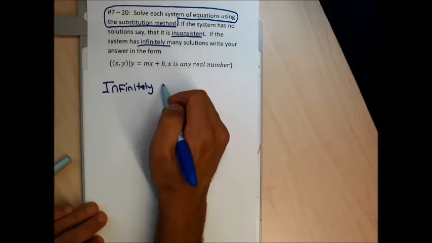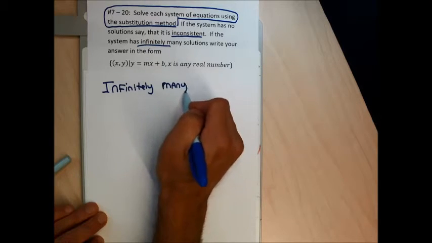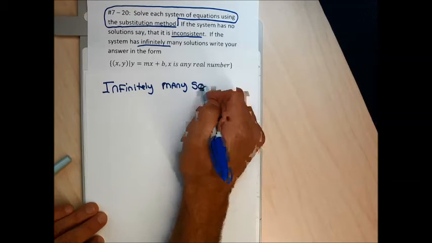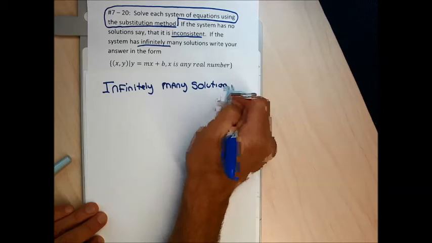You could have no solutions, or an inconsistent system of equations, if the lines would be parallel, or if the letters drop out and you're left with a nonsense statement.